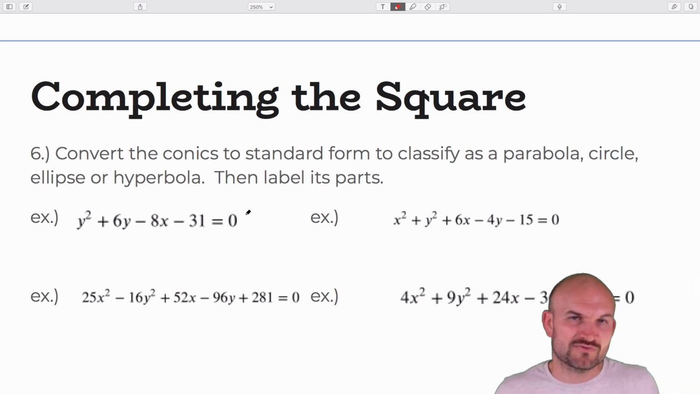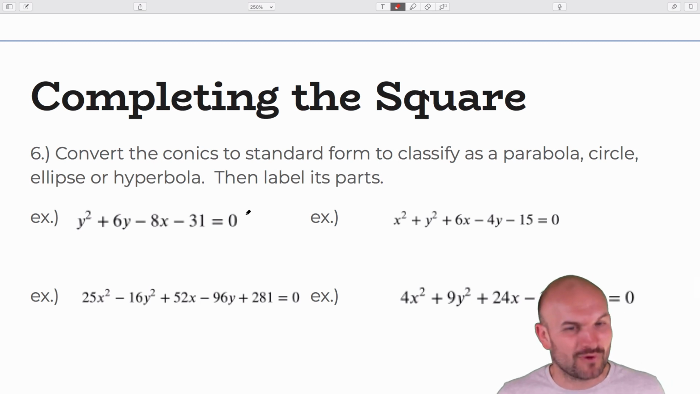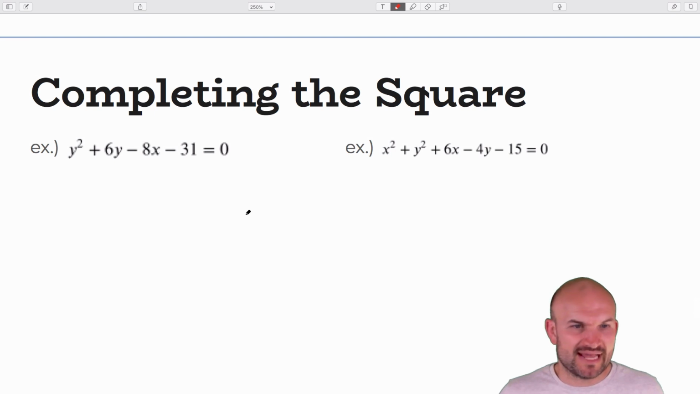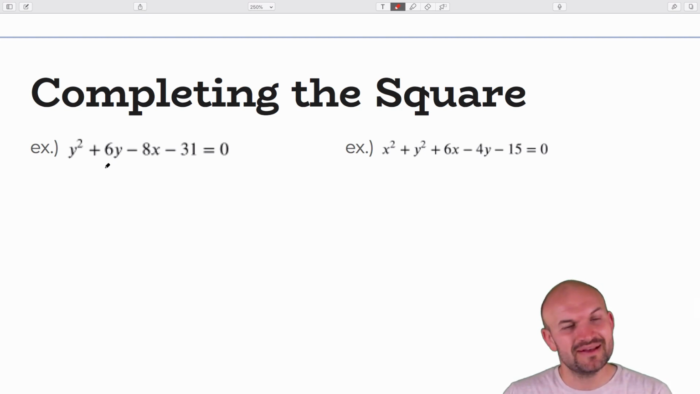And you can see I chose 4 problems, and guess what? We're going to have one of each. All right, so let's get into it. The main takeaway when you're looking at completing the square with the 4 conics in general form: when you only have an equation with 1 squared term, you know it's a parabola. Like I only have this 1 y squared.